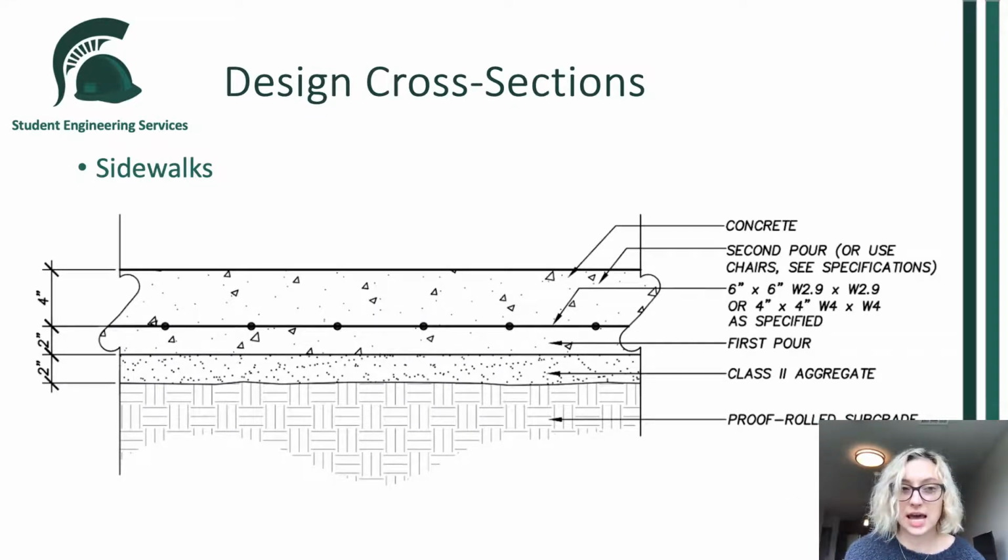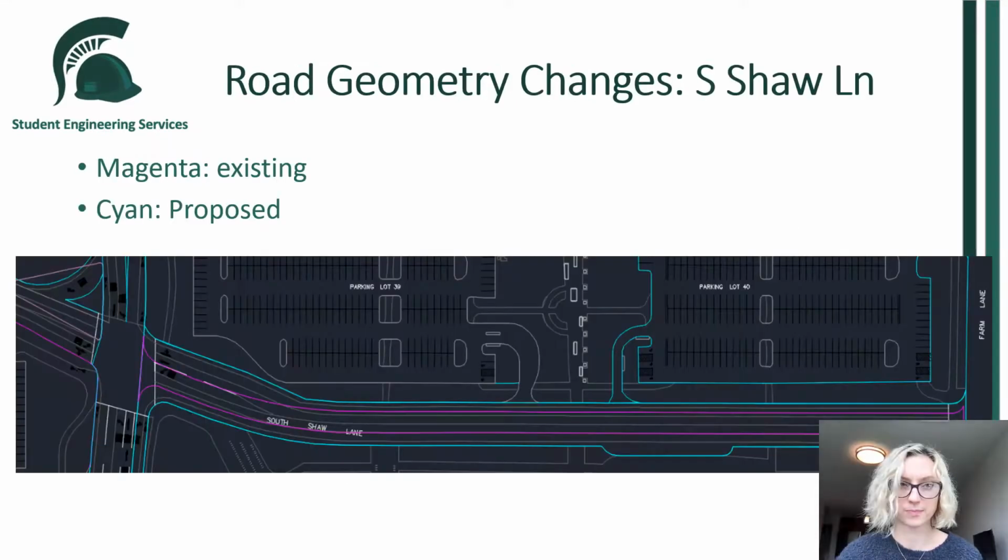Lastly, for cross-sections, I included the standard sidewalk that they use on campus. There is going to be some sidewalk removal associated with the expansion of South Shaw Lane, but that cost analysis is included in the transportation engineer's scope. I just thought it would be helpful to include this cross-section since we are working with sidewalks a little bit.